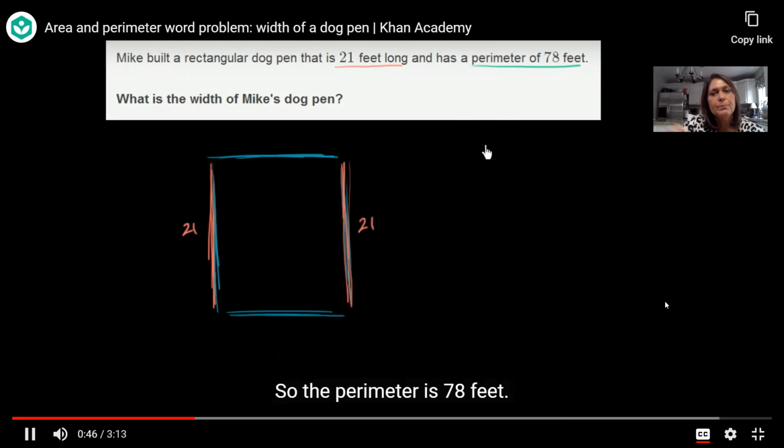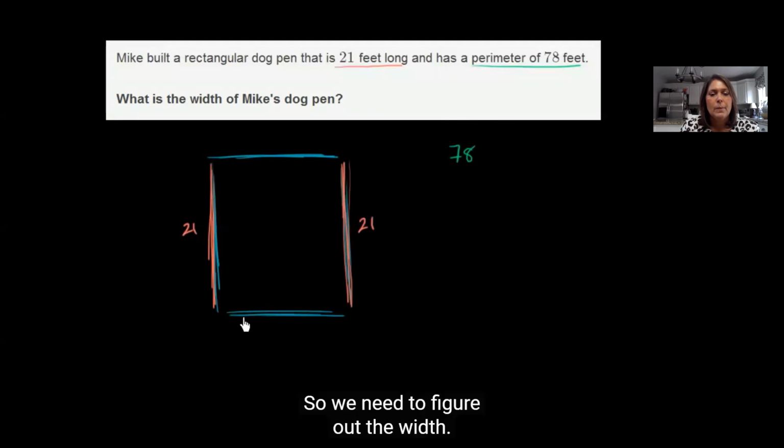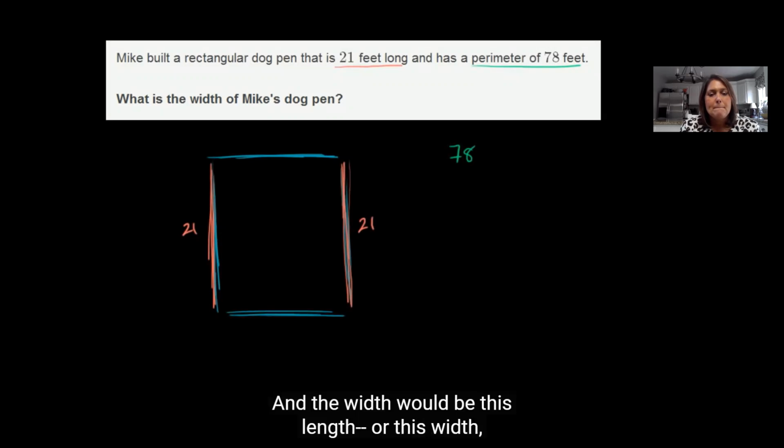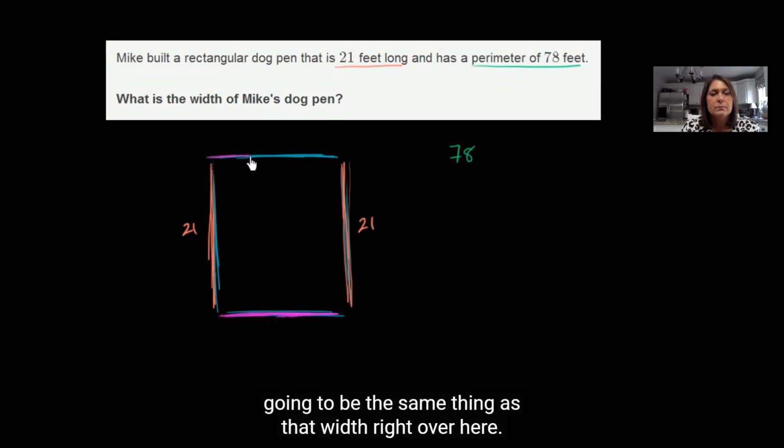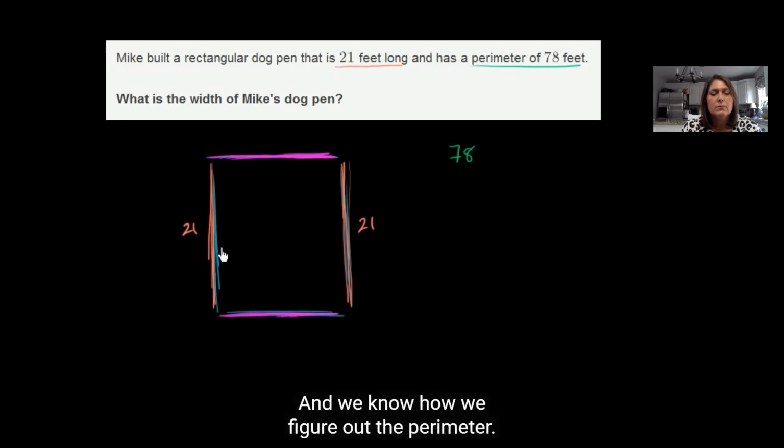So the perimeter is 78 feet. We need to figure out the width, and this width is going to be the same thing as that width right over here. We know how we figure out the perimeter. If we add this distance, 21 feet, plus the width, plus 21 feet, plus the width again, we're going to get to 78 feet.